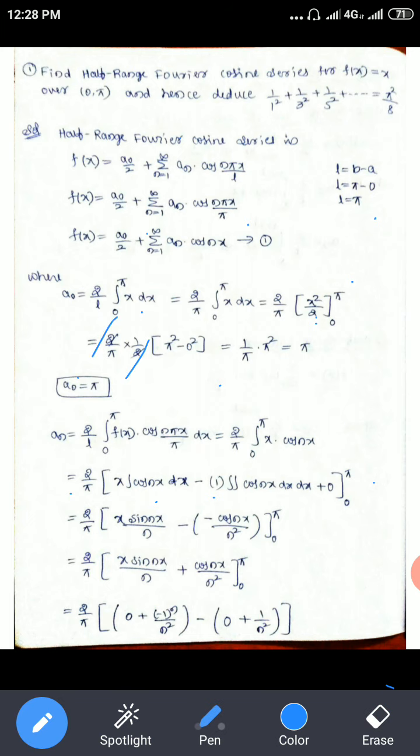These two get cancelled. Pi square minus 0 is pi square. So 1 upon pi into pi square. This pi gets cancelled, so it is pi. Therefore a naught is pi.